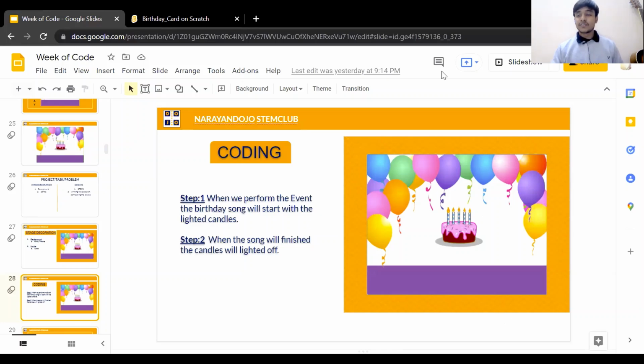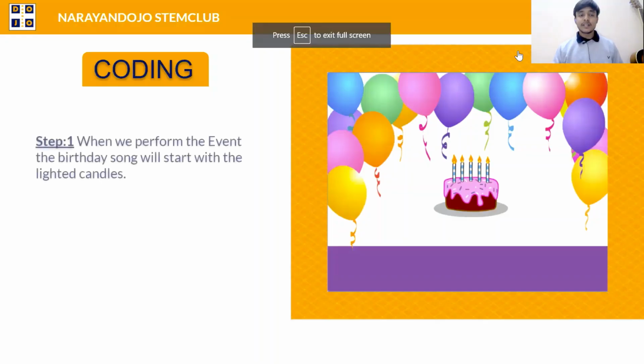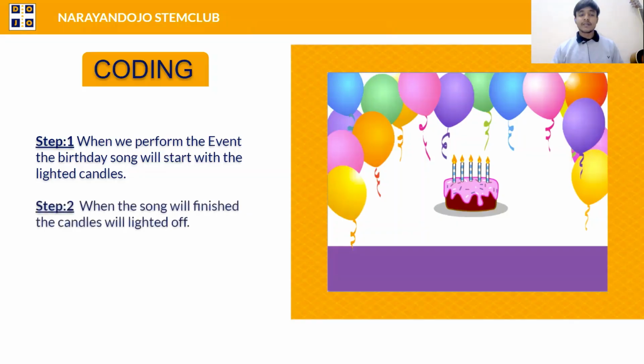And see the first step. The first step is, when we perform any event, the birthday song should be started with the lighted candle, and we are performing the same. So after the first step, come to the second step. The second step is, when the song finishes, the candle will be lighted off.